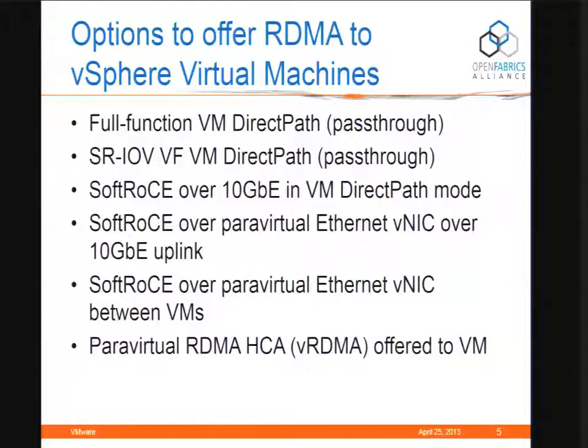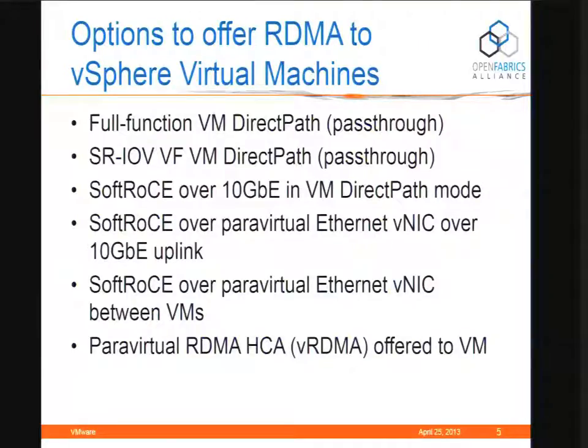Then there were 3 soft-RoCE-based approaches we briefly talked about last year. Either soft-RoCE over a directly assigned 10 gigabit NIC, or soft-RoCE over a paravirtualized NIC like the VMXNet 3 virtual NIC that VMware offers, or in KVM or Hyper-V environments you could use their paravirtual NICs. Or you could use soft-RoCE similarly over paravirtual NICs, but between virtual machines on the same host, where you don't require an RDMA stack in the hypervisor.